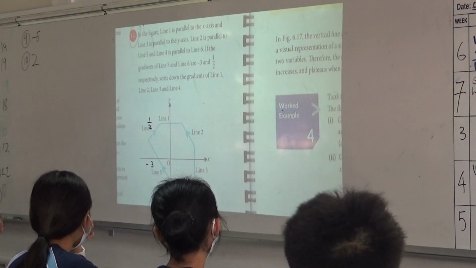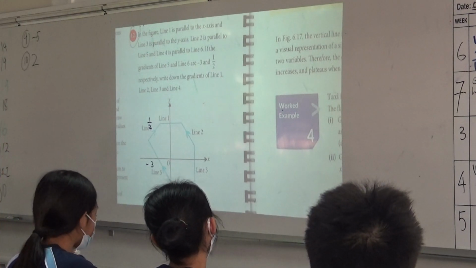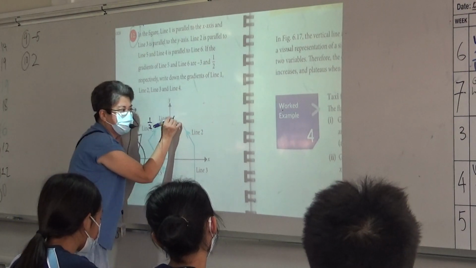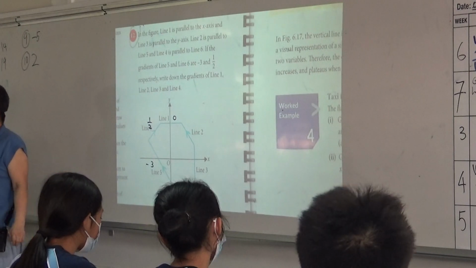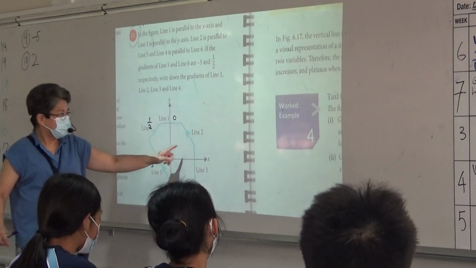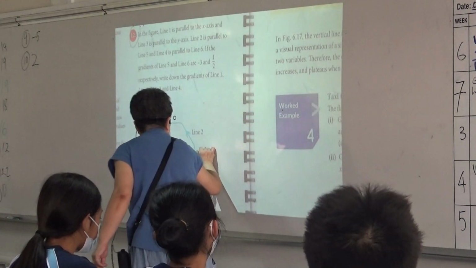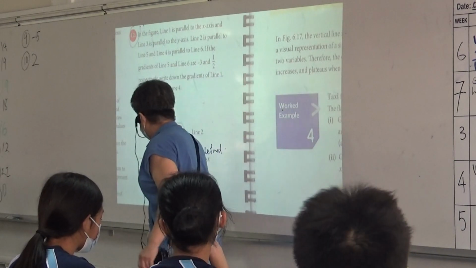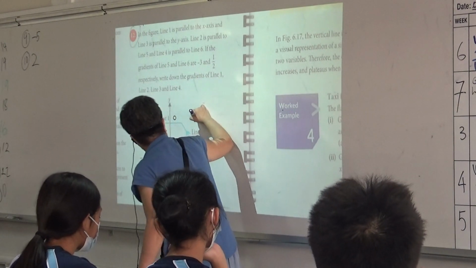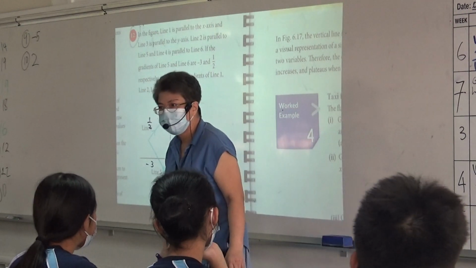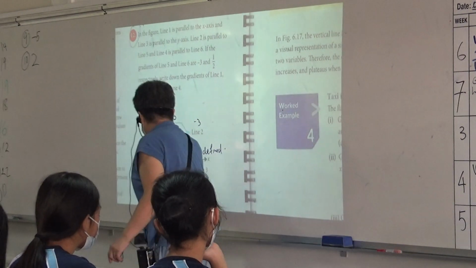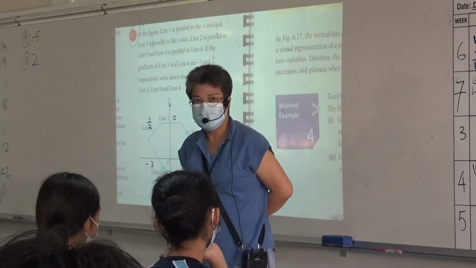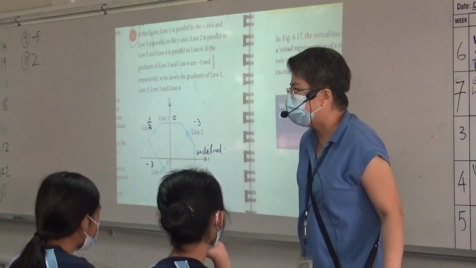Okay. Respectively, write down the gradients of line 1, line 2, line 3, and line 4. Now, the gradient of line 1 will be 0, right? Because it's a horizontal line. I'm doing the easier one first. Line 3 will be what? Very good. Undefined, right? Now, because these two lines are parallel, this one also has gradient what? Negative 3. Correct. Then these two are parallel, so line 4 has gradient what? Half. Are you clear with what I'm saying here?